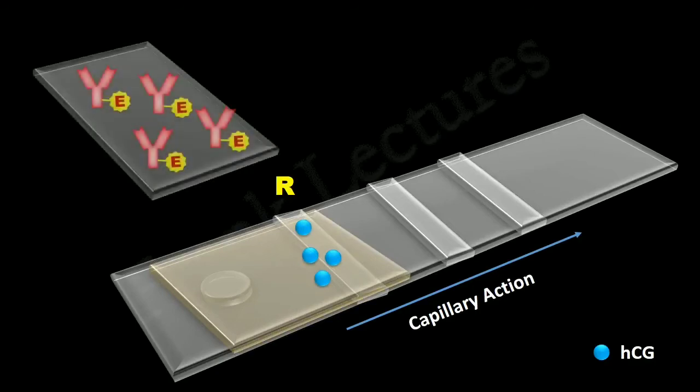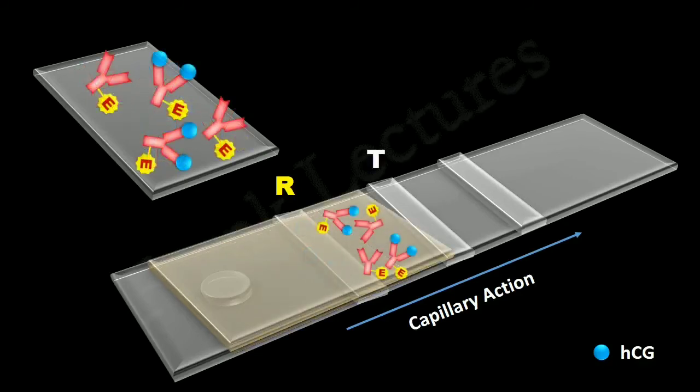The monoclonal, enzyme-conjugated, anti-HCG antibodies present in this zone recognize and bind to the specific epitope on HCG molecules. As we said before, these antibodies are loosely attached to the strip. So, as urine arrives in this zone, these antibodies get detached and travel along with the urine by capillary action. Here note that HCG-bound enzyme-conjugated antibodies and unbound enzyme-conjugated antibodies are moving towards the test zone along with the urine.